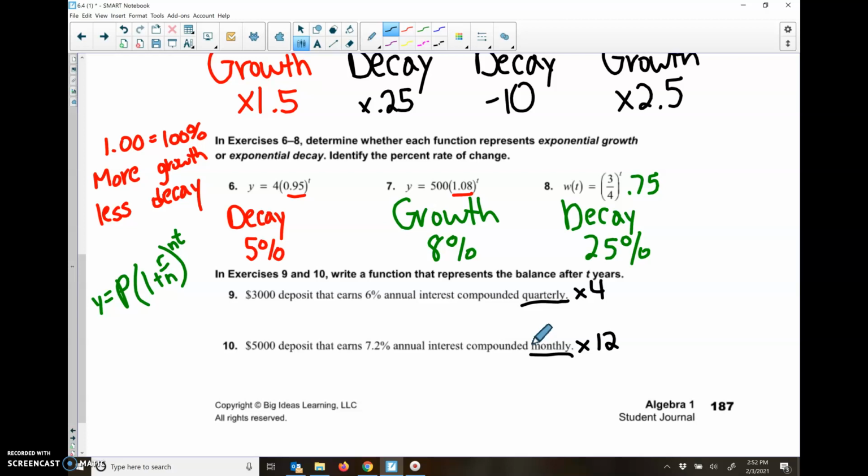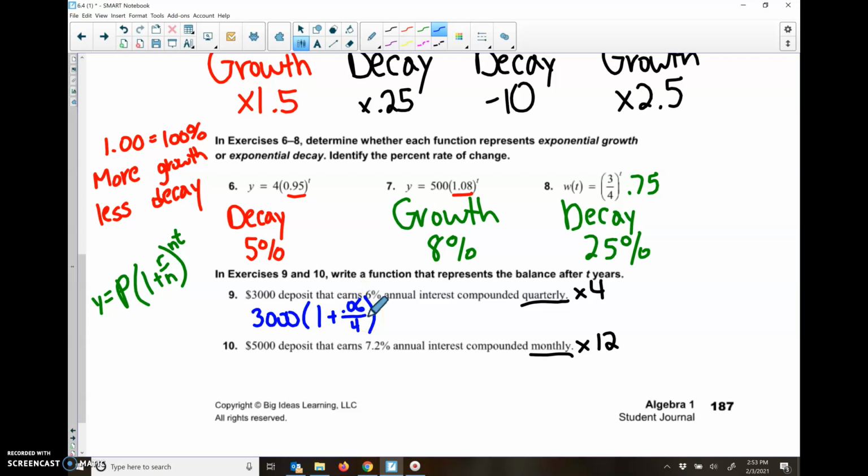So we're going to figure out these two with quarterly and monthly, and I think you might have 1 or 2 on your homework that asks about daily and yearly. So let's do these with this one. So $3,000 is what we're starting out with. And then 1 plus. Okay, our rate is 0.06. And then we are getting interest 4 times a year because it's quarterly.